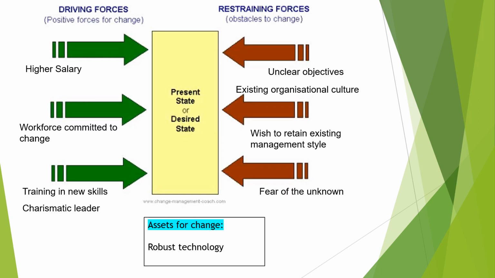So this is just a diagram of it. You can see here that drivers could be higher salaries, workers committed to change, training in new skills, or a charismatic leader. And you can see that maybe obstacles to the business's change could be the objectives are not clear. You've got a really good corporate culture as it is just now. People are quite happy with the management style that's being used just now, and a bit of a fear of the unknown. Assets for change are things that already exist within the business before the change takes place that will actually help the change to go ahead.